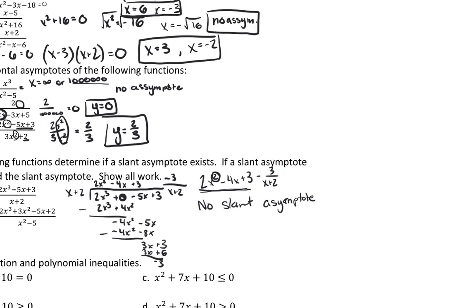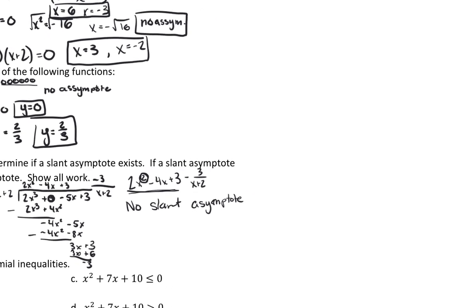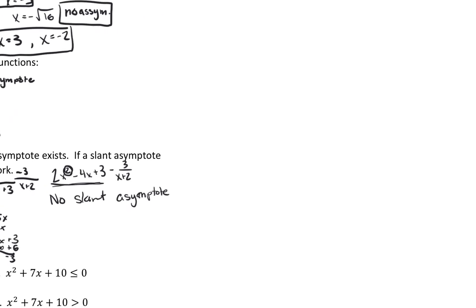For the second one, we have x squared minus 5 divided by... okay. So the first thing we have is a 2x here.